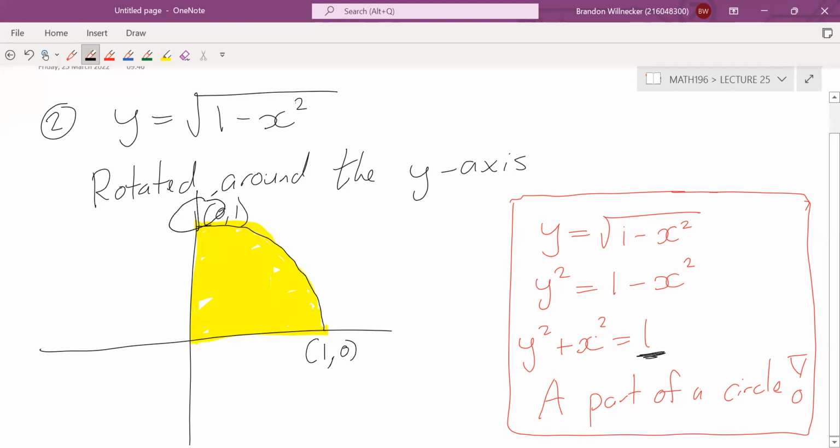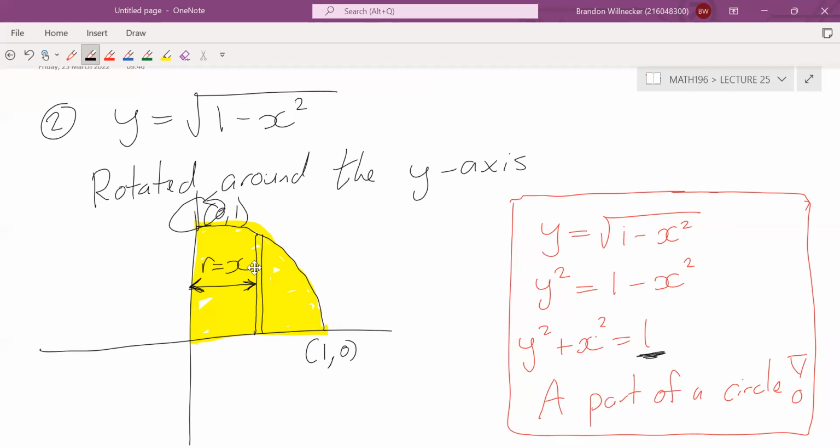And we're rotating around the y-axis. Okay, so that means if we're rotating around the y-axis, we're going to have a vertical rectangle here. And this vertical rectangle is going to be rotated around. Okay, so now we need to know the radius, we need to know the height, and then we're good to go. So the y-axis is our rotation axis. So that means this distance over here is going to be our radius. But that distance is also just x. Okay, so the radius is x.